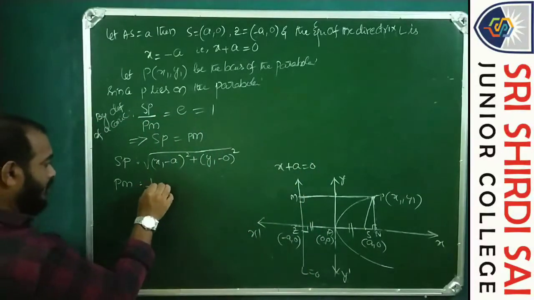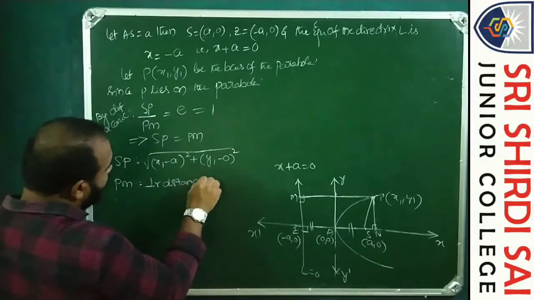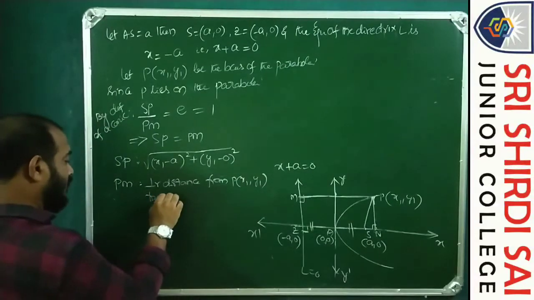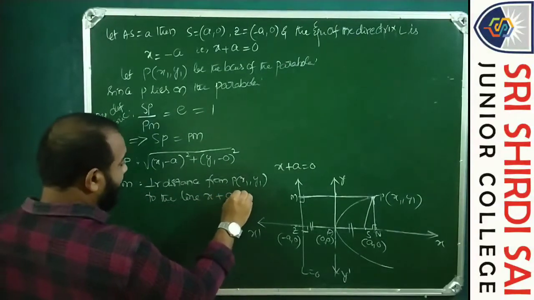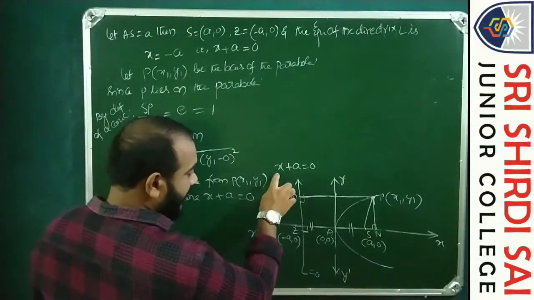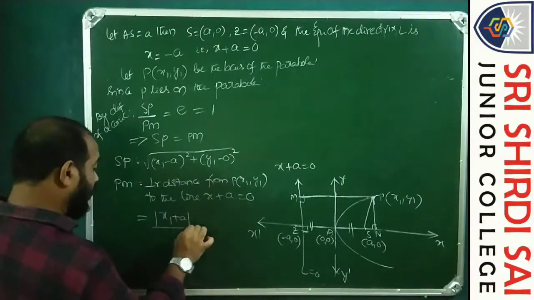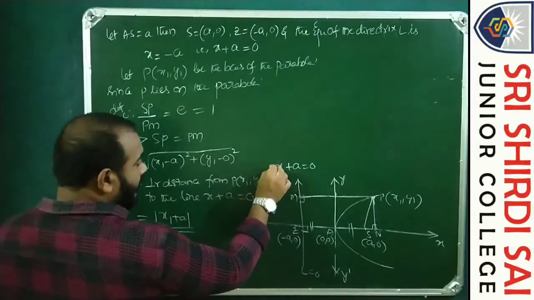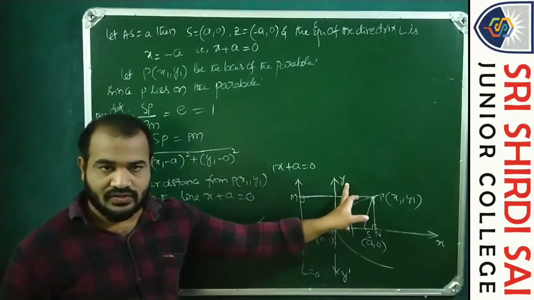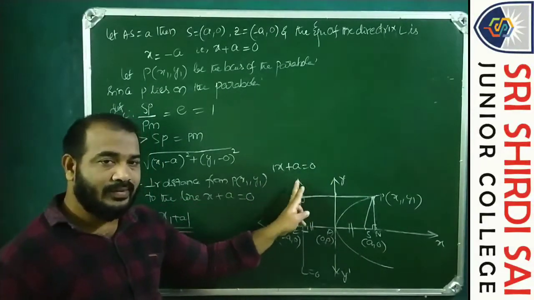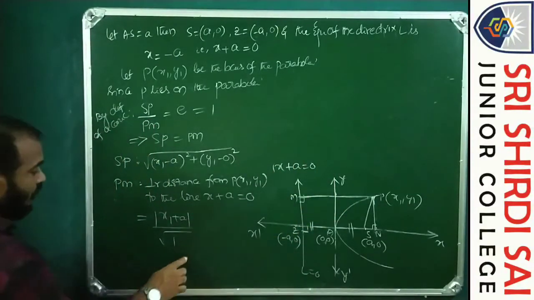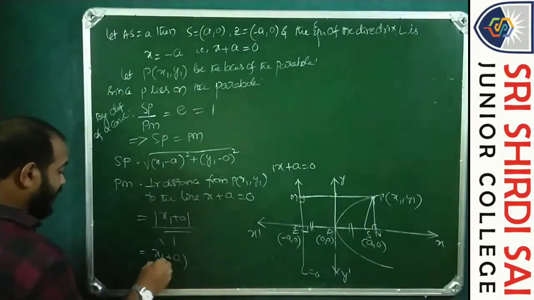PM is the perpendicular distance from P(x1, y1) to the line x plus a equals 0. That equals the perpendicular distance formula: for the line Ax plus By plus C equals 0 and the point (x1, y1), it is (Ax1 plus By1 plus C) divided by the square root of the sum of the squares of the coefficients of x and y, that is root 1. This is simply x1 plus a.